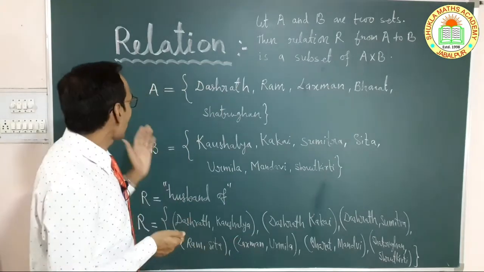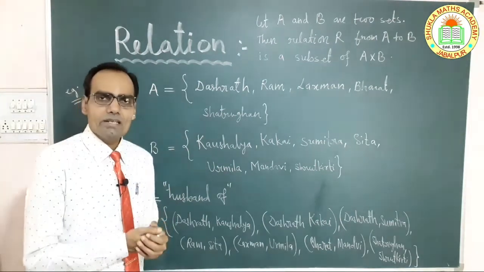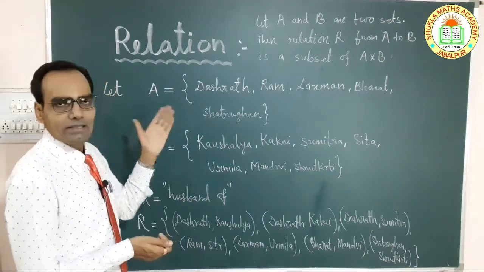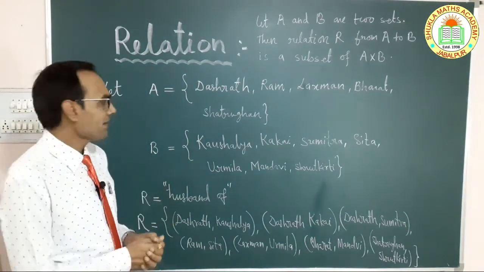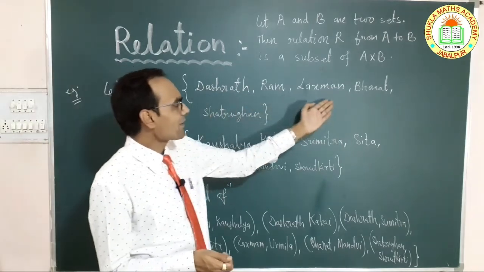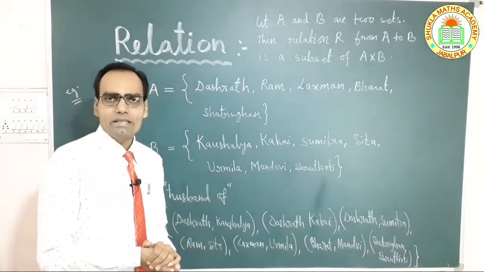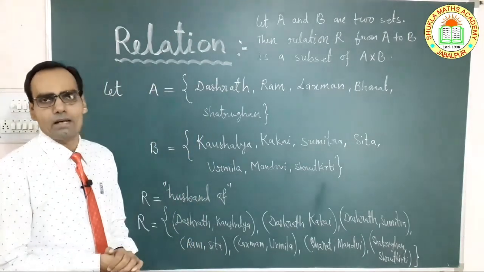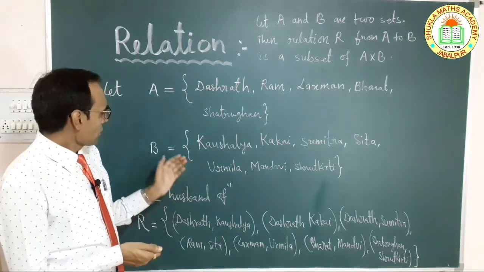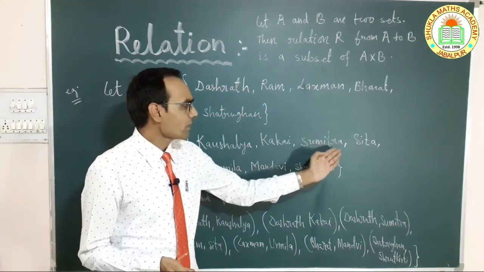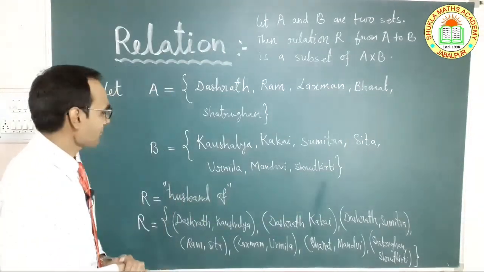I am taking one example of a relation, and after that we can easily define and understand what a relation is. Let capital A be the set of all male members of Lord Dasrath's family. So Dasrath, Ram, Lakshman, Bharat and Shatrughan are all male members in Dasrath's family. And let B be the set of all female members in Dasrath's family: Kaushalya, Kekai, Sumitra, Sita, Urmila, Mandavi and Shrutkriti.